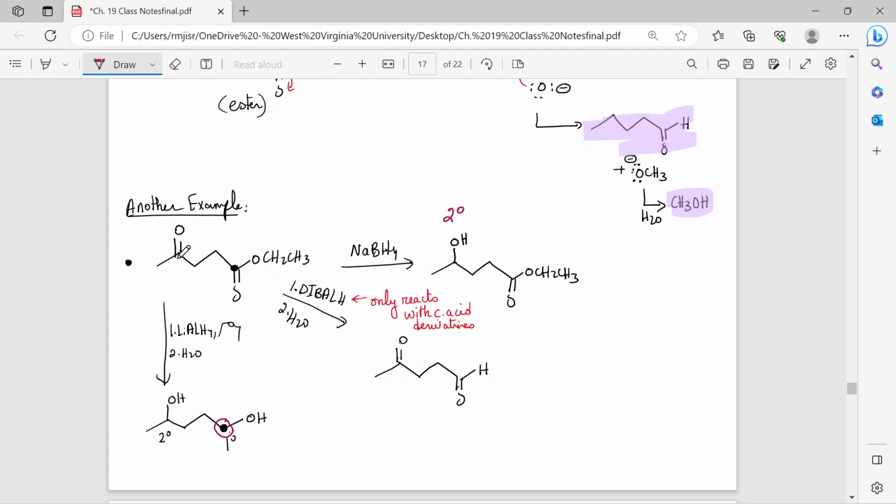And then, depending on the carbonyl that you start with, if you start with a ketone, then you're going to end up getting a secondary alcohol. If you start with an aldehyde, then you're going to end up getting a primary alcohol. The diisobutyl aluminum hydride will not react with the carbonyls of the aldehyde and ketone, but it will reduce the carbonyls of the derivatives of carboxylic acid and isolate the aldehyde only.